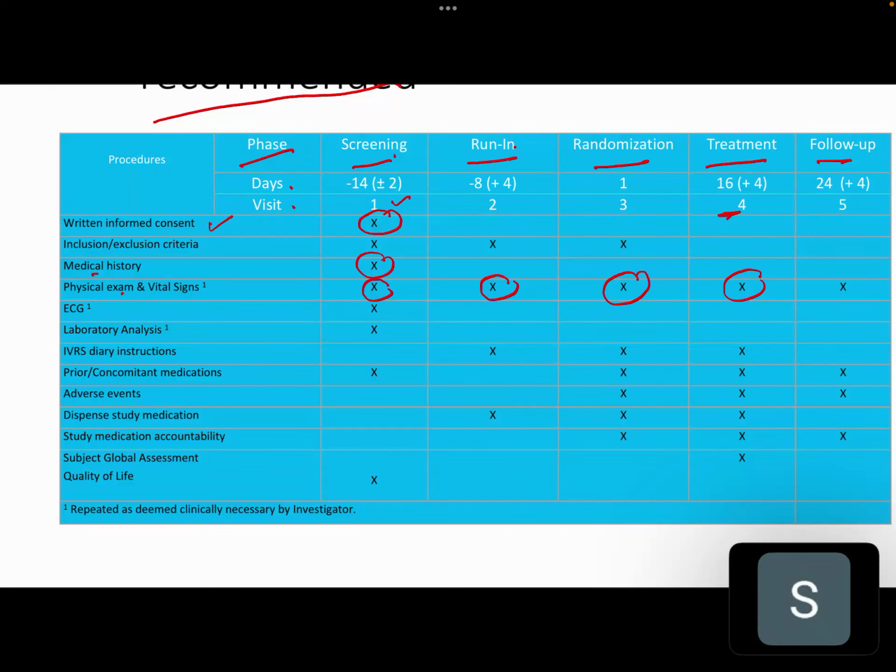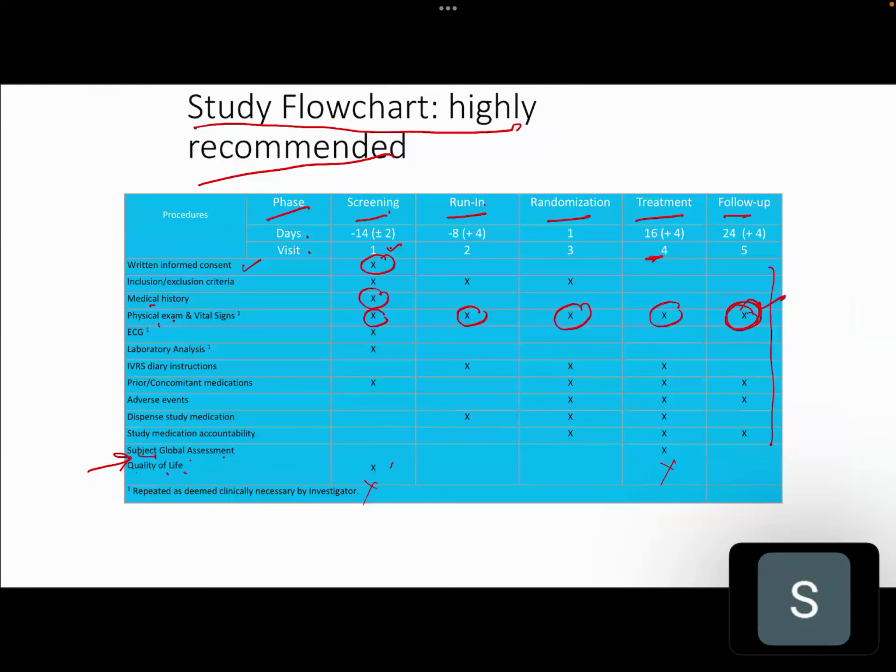This is just hypothetical. So anyone who picks up this chart, okay, this person came for a physical exam. Which day is it? Day 5. All these 5 activities will happen. Okay, day 1, all these activities will happen. See, this is some type of scale they are using. Subject global assessment, quality of life. Screening they are doing, treatment they are doing. So this type of graph or flow chart is prepared when you are writing a protocol.